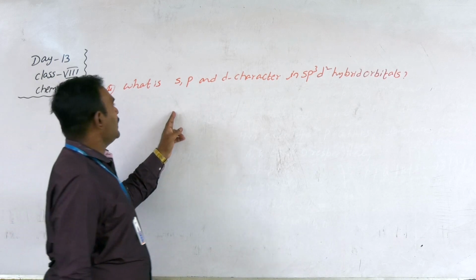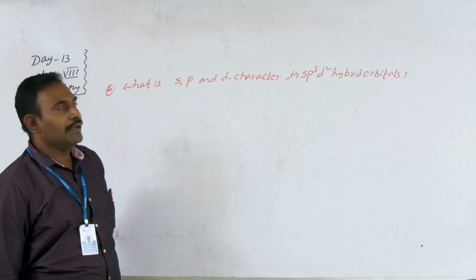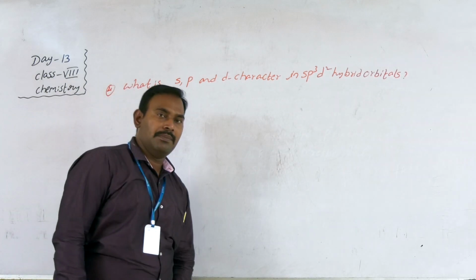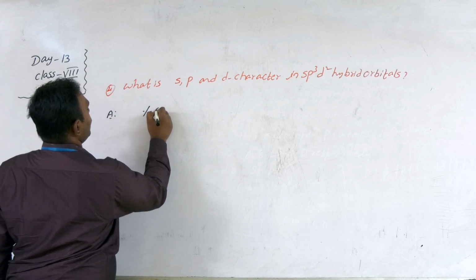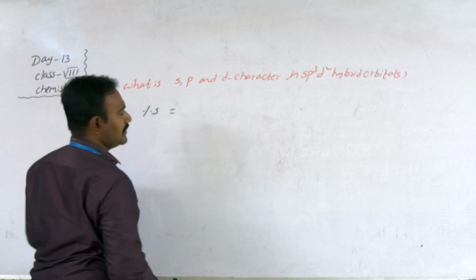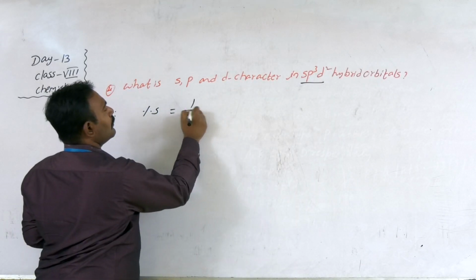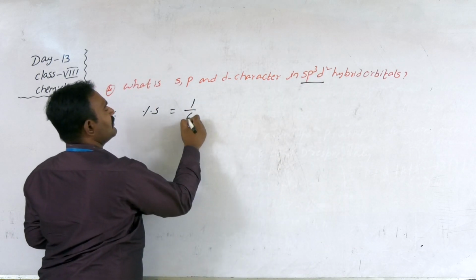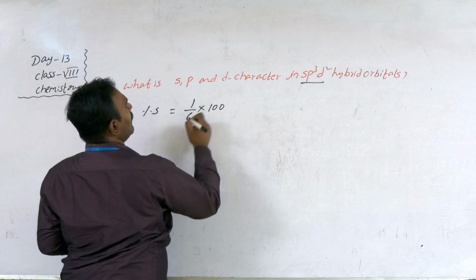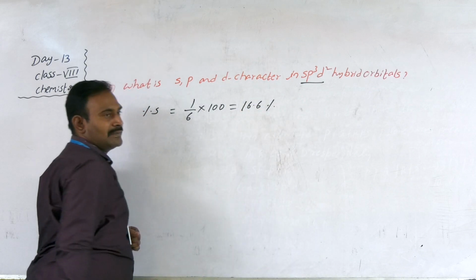Fourth question is, what is the s, p and d character in sp3d2 hybrid orbitals? So coming to the answer, percentage of s character is equal to s orbital 1, total orbitals 1 plus 3 is 4, 4 plus 2 is 6, so 1 by 6 into 100. It is approximately equal to 16.6 percent.